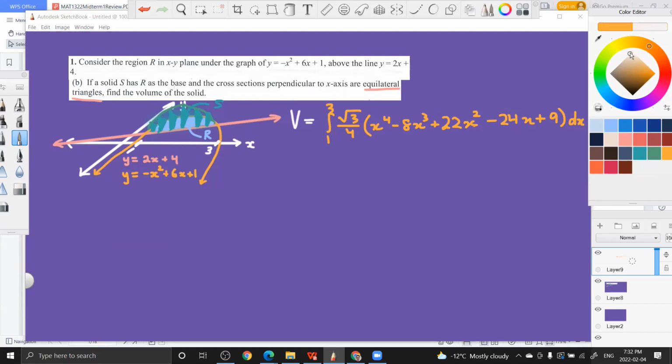Now the last step is to just solve this integral, just evaluate it. We bring the square root of 3/4 out because it's just a constant, we can bring it out.